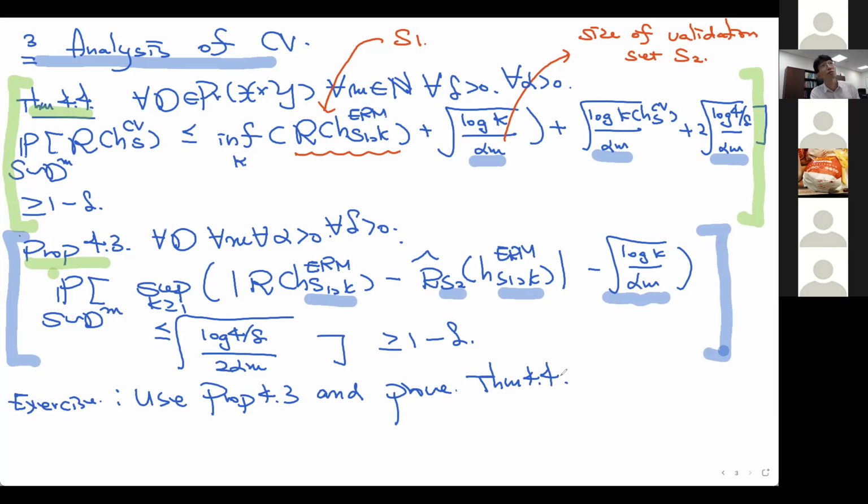Okay, so I will give you 4 minutes so that you can use this proposition and try to prove Theorem 4.4. And this bound is, I think, sorry about this, but let me just rewrite this to the form that is a bit more familiar to you.